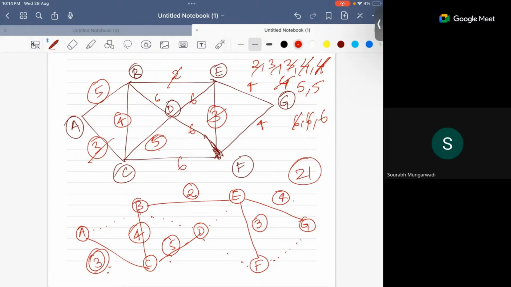Sir, if we join D and F, I know all the vertices are covered, but you said that another line will make a cycle. So if we cover D and F, it will make a cycle, right? If you connect DF, it will be a cycle, right? Oh, right. Okay, understood. Now I see it. Sorry.